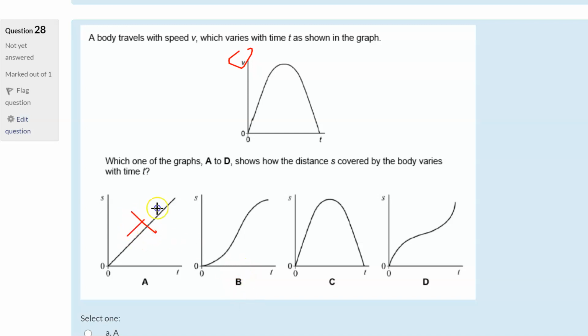That's a constant gradient. That's got a negative gradient, so I know that's wrong. So it's either B or D. This goes up, flattens off, then goes up again, so that's wrong. This goes up to a steeper point and then the gradient goes down. But it's positive the whole time, so it's B.